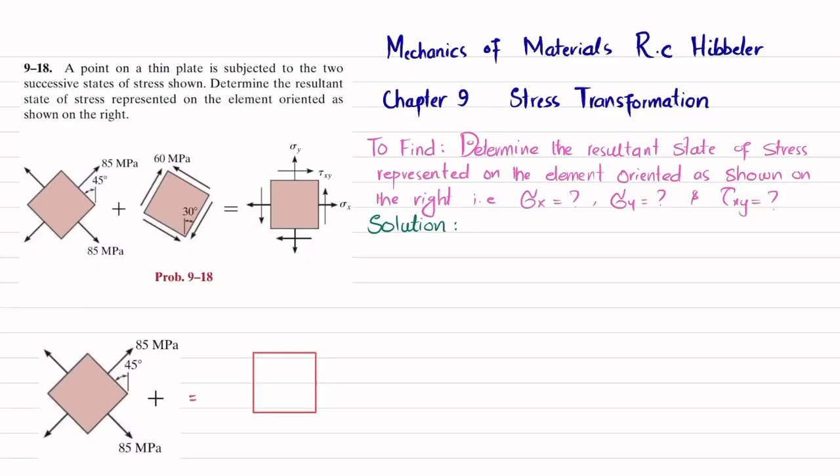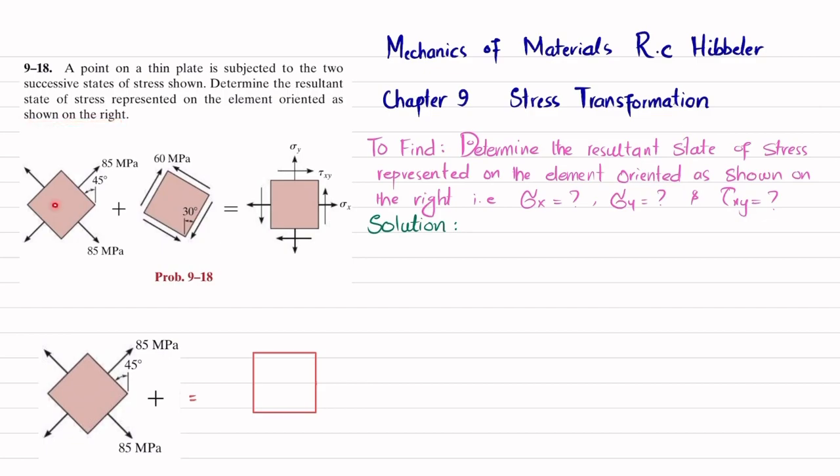Welcome back. In this video, we are going to solve problem 9-18 that is taken from chapter number 9, Stress Transformation, and the book name is Mechanics of Materials by R.C. Hibbeler. The statement is: a point on a thin plate is subjected to two successive states of stress as shown. Determine the resultant state of stress represented on the element oriented as shown on the right side.